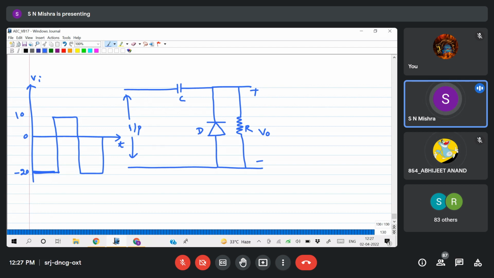You can check the peak to peak of the input signal and the peak to peak of the output signal, whether it is the same or not, matching or not.